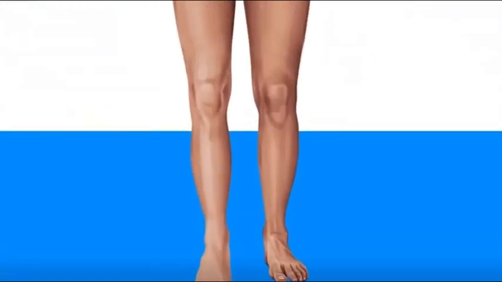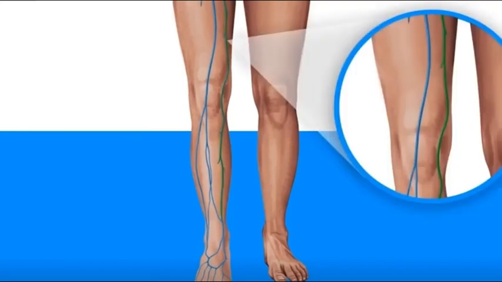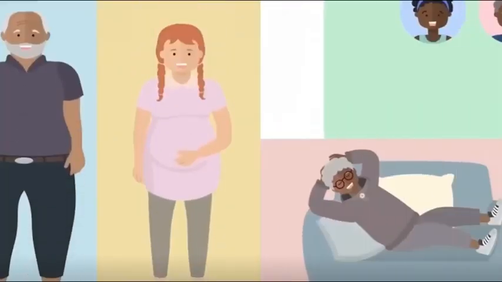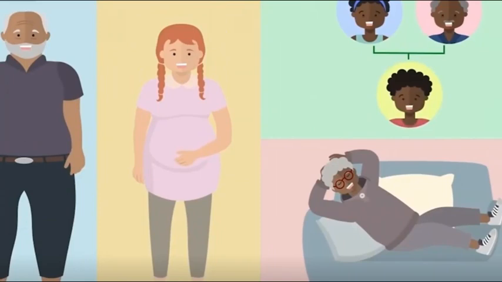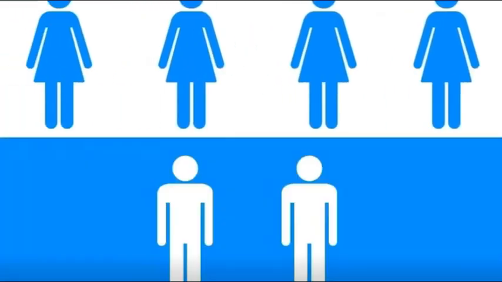The most common site where varices develop are within the superficial veins of the legs, which are located just below the skin, just like this one here. Risk factors for developing varicose veins are excessive weight and pregnancy, as well as sedentary lifestyle and family predisposition. They are more common in women than in men.